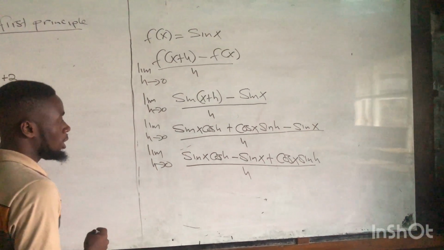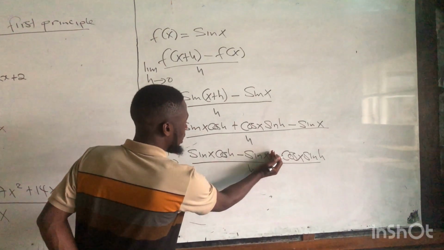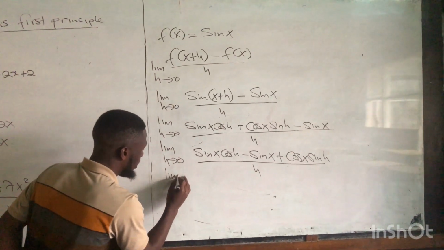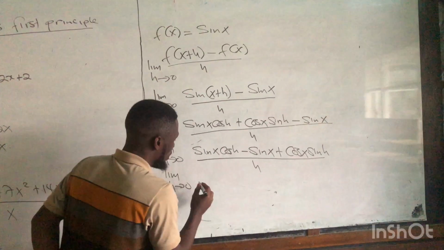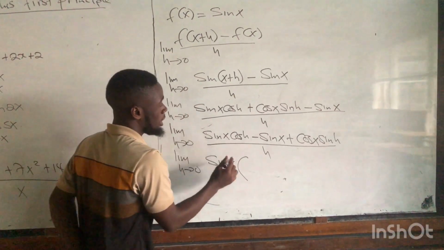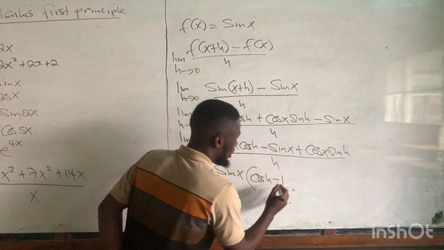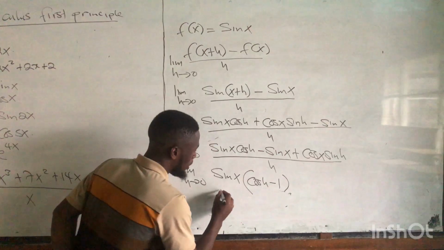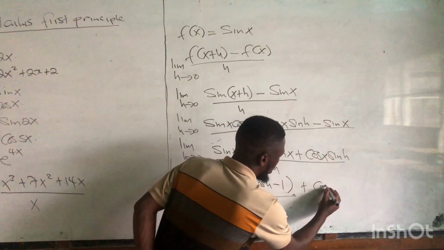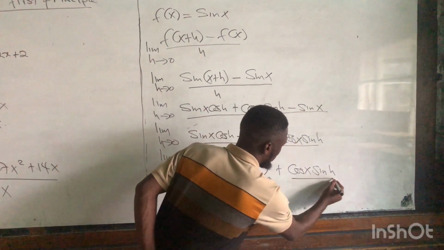So what do you do next? On this side, you can see that sine x is common. So let's factor out sine x. You say limit as h is approaching 0. We have sine x. What will remain here when you move sine x? It will remain with cos h. Here we remain with 1, over h. Then plus cos x, sine h over h.